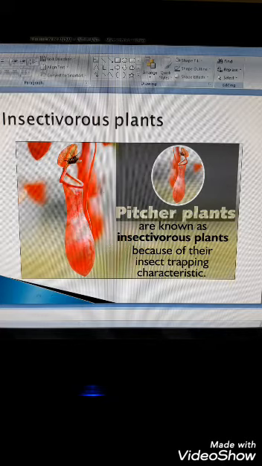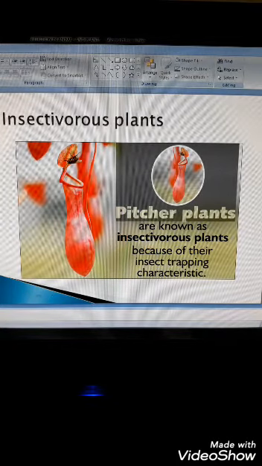Fine. Then inside the pitcher, there are hairs which are directed downwards. When an insect lands in the pitcher, the lid closes and the insect gets entangled in the hair which is present inside the pitcher plant. The insect is then digested with the help of digestive juices which are secreted inside the pitcher plant. The other examples of insectivorous plants other than pitcher plant are Utricularia, Venus flytrap, and Drosera.